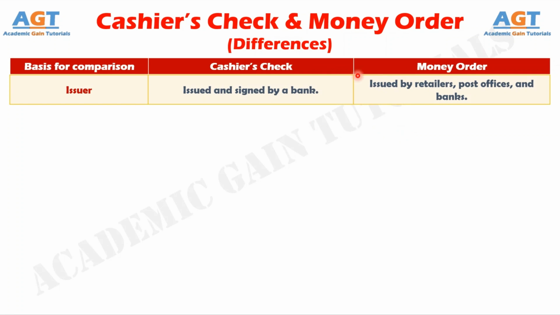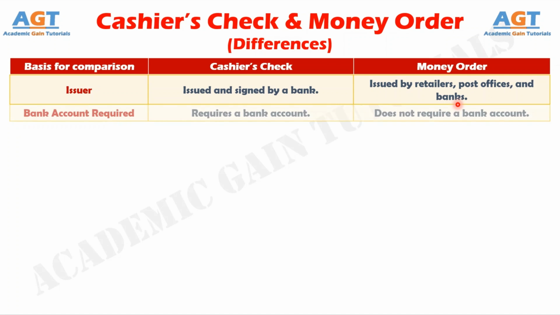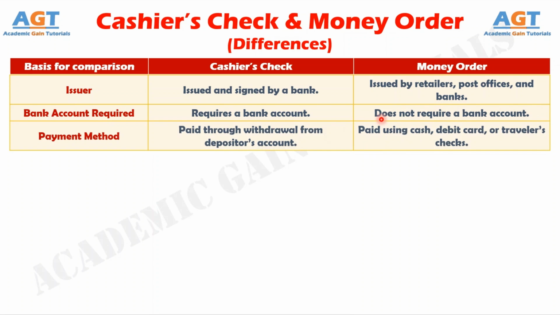Difference number 1. A cashier's check is issued and signed by a bank, whereas a money order can be purchased at retail stores, post offices, check cashing outlets, or banks. Number 2. A cashier's check requires the purchaser to have a bank account, whereas a money order does not require a bank account. Number 3. A cashier's check is paid through funds withdrawn directly from the depositor's bank account, whereas a money order is purchased using cash, a debit card, or a traveler's check.